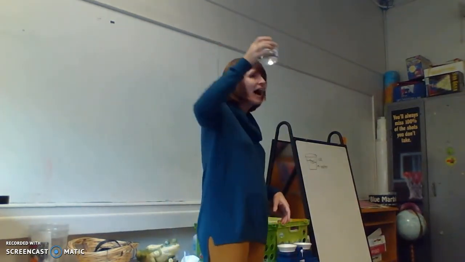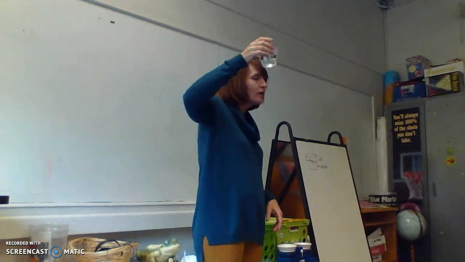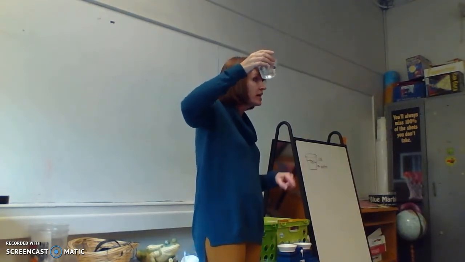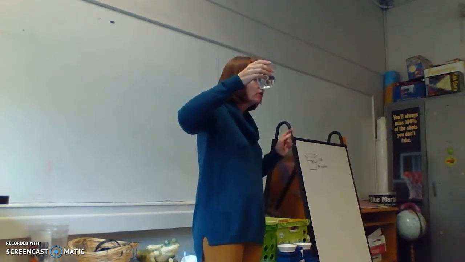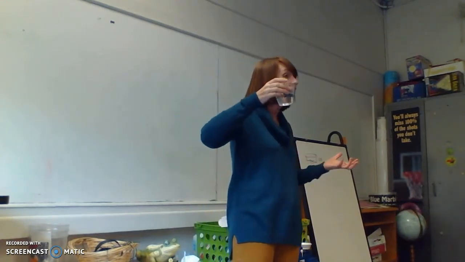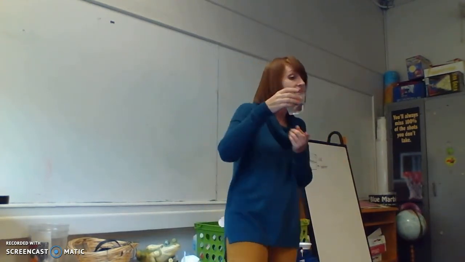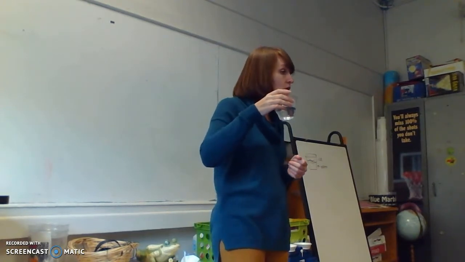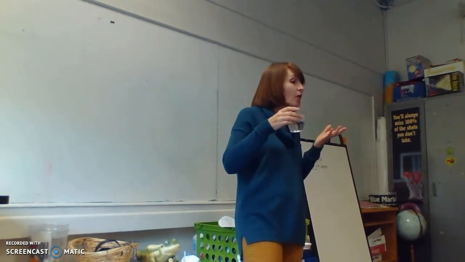Now, notice what ice does in alcohol. What does ice do in alcohol? It sinks. But what does ice do in water? It floats. So water is denser than ice because it was able to push it up. Is alcohol denser than ice? No, the ice pushed the alcohol up.